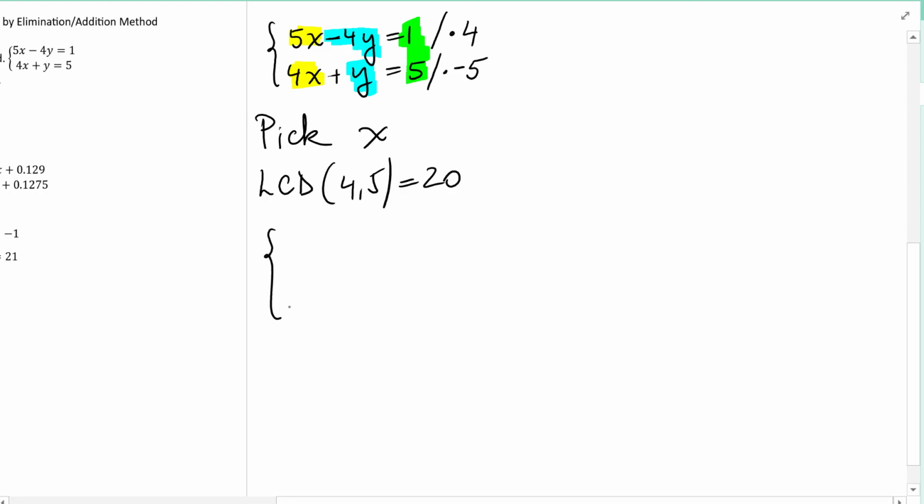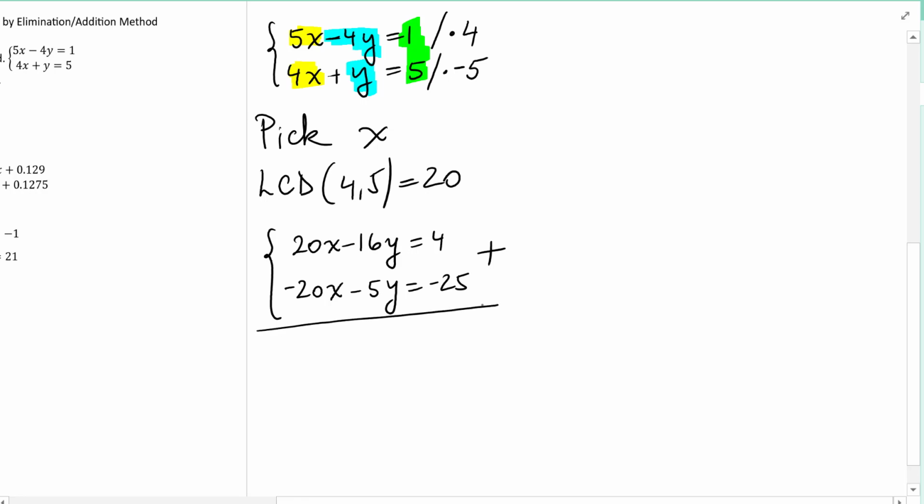Now, when we multiply 4 times each of the terms, we get 20x minus 16y equals 4. And negative 5 times 4x is negative 20x, minus 5y equals negative 25. Now I'm going to add, that's where the name addition method comes from. So 20x minus 20x is 0. Negative 16y minus 5y is negative 21y. 4 minus 25 is negative 21. If we divide both sides by negative 21, we get y equals 1.